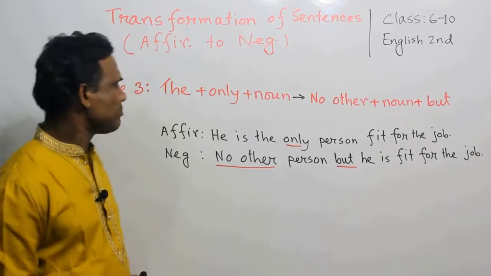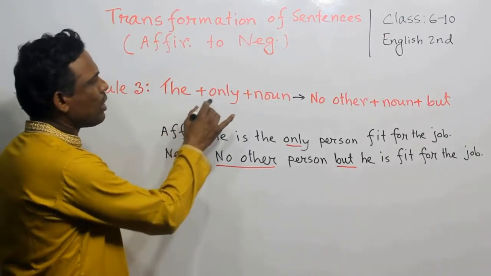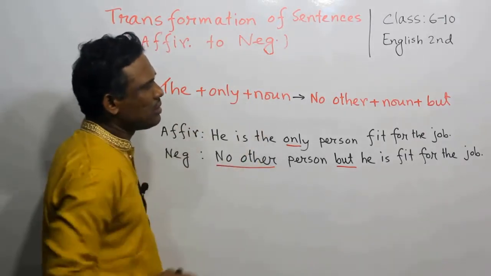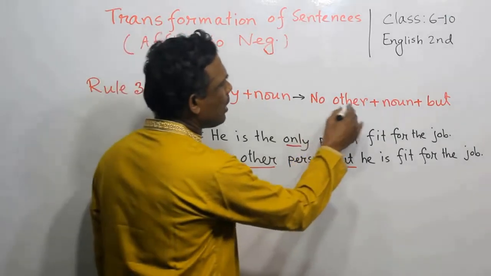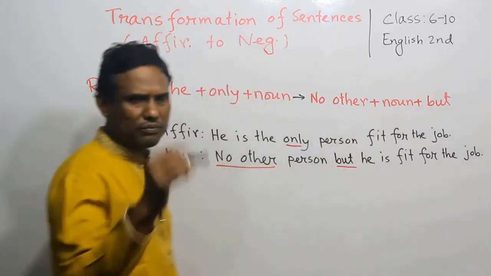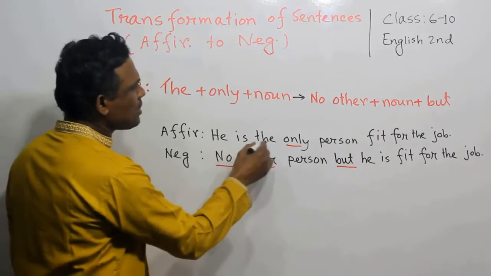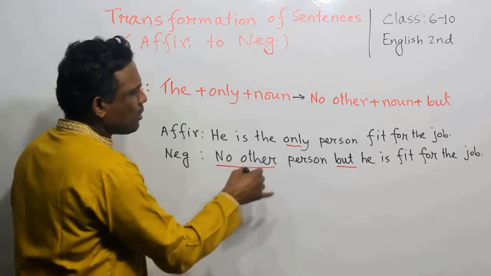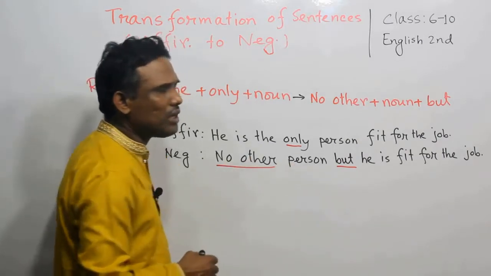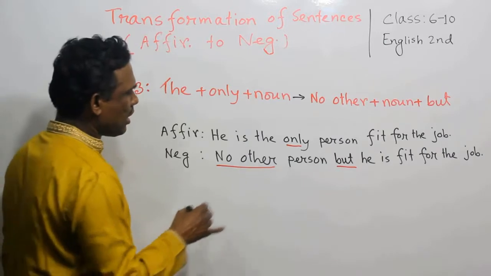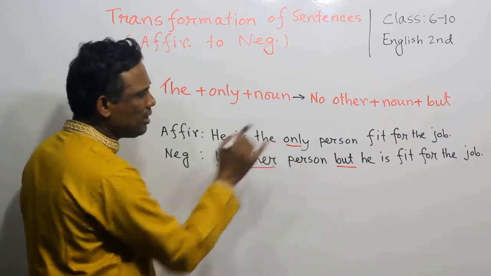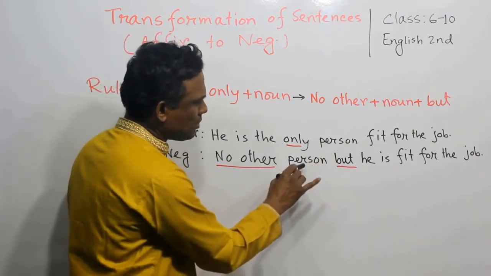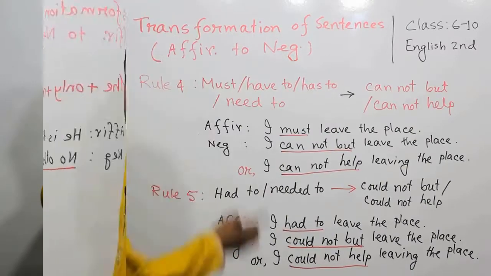Rule number 3. If you see the word only after the article the and before a noun, you should follow the structure no other plus noun plus but. For example, he is the only person fit for the job. Its negative form is no other person but he is fit for the job. You can see I have used no other in place of only, and I have added the word but after the noun person.